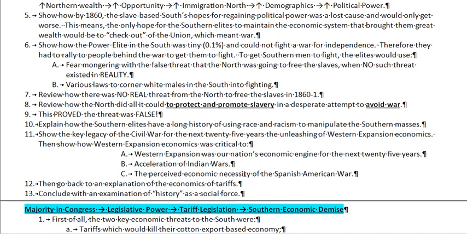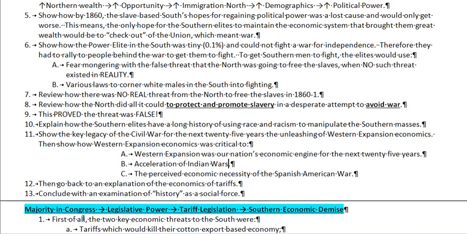I've got to explain this. This is probably the most complex thing for me to explain out of all my wars. It's going to be tricky. I'll get to it. It may take a long time. Then I'll go back to an explanation of the economics of tariffs. And then I want to conclude the whole thing with an examination of history as a social force. This is the larger big picture thing. So that's an introduction here.